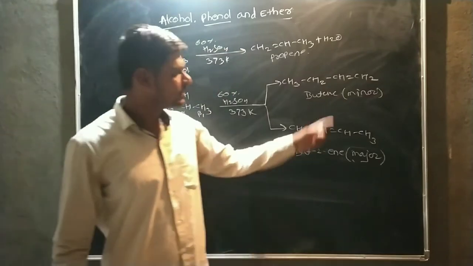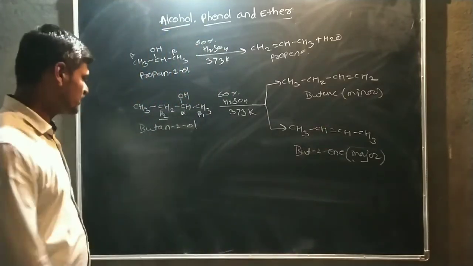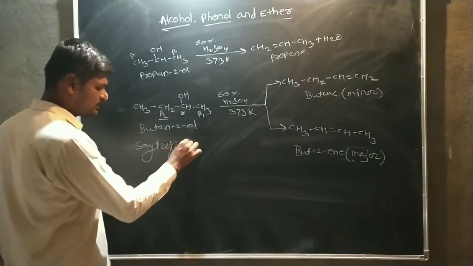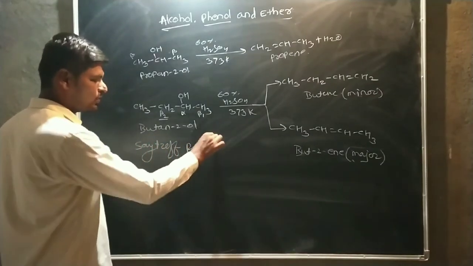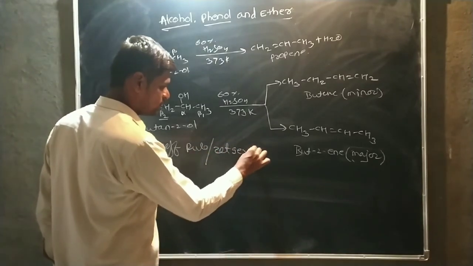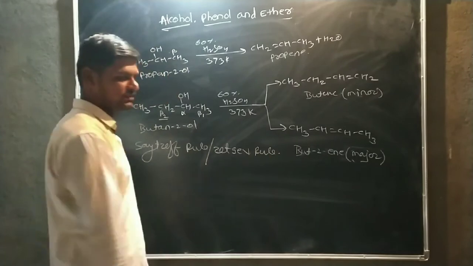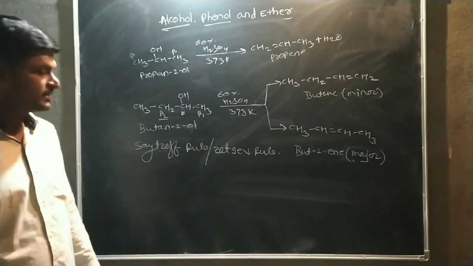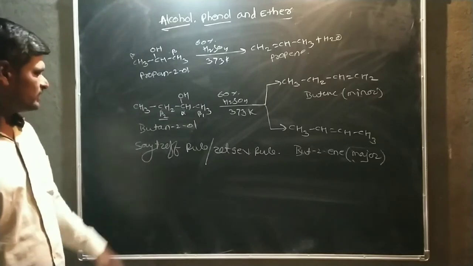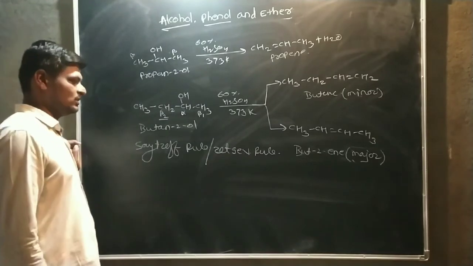Then this minor or major product is decided according to the Saytzeff rule, also known as the Zaitsev rule. Okay. Now, what is the Saytzeff rule or Zaitsev rule?